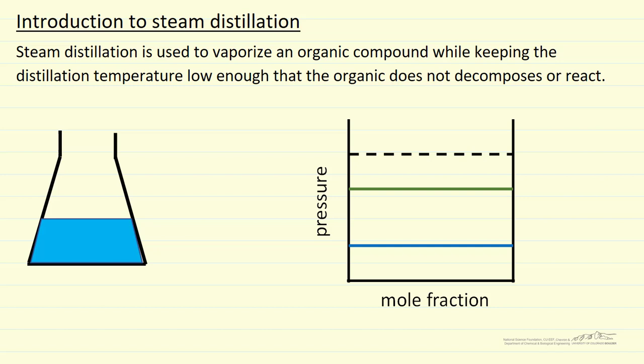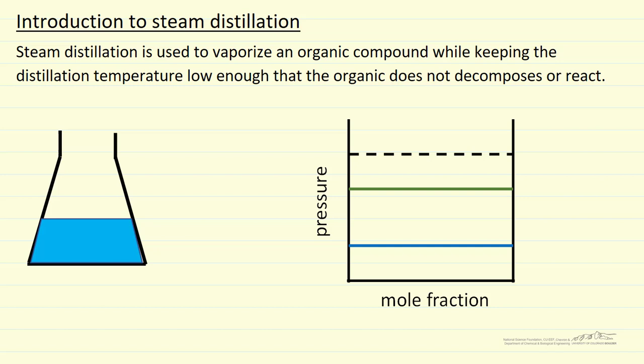Steam distillation is often used to remove a volatile oil from plant material. The reason it's used is that the saturation pressure of that oil is relatively low. Another way of looking at it is that the boiling temperature is high, and to try and boil it would require going to such a high temperature that you would start decomposing or reacting those volatile components, the oils.